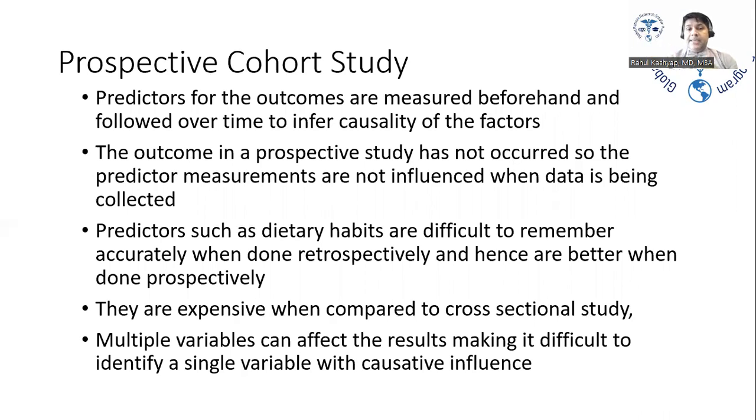These are a little bit expensive when you compare to cross-section because there's a time frame as well, but you can do multiple variables. In cross-section, you're usually doing one variable, one cause and one effect, one predictor and one outcome. Same thing: cause, predictor, effect, outcome. I'm using them interchangeably.